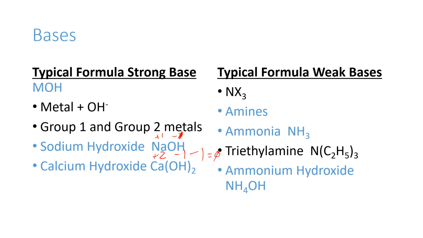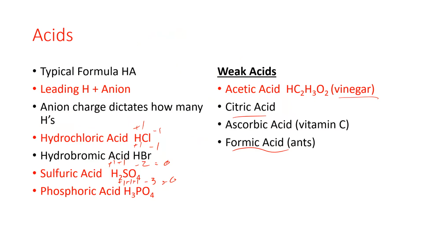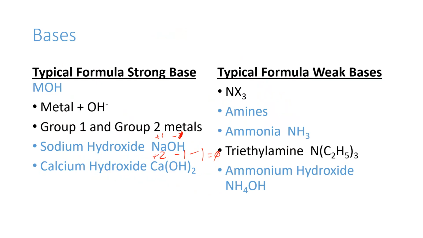Weak base wise, we're going to basically go with amines, things with a nitrogen on it. That nitrogen has a basic lone pair. We'll talk about that later. But so ammonia, triethylamine, anything with a nitrogen in it will be considered a weak base. Anything with an OH will be considered a stronger base. H pluses are true of all acids. The weak acids are like citric acid, acetic acid, ascorbic acid.